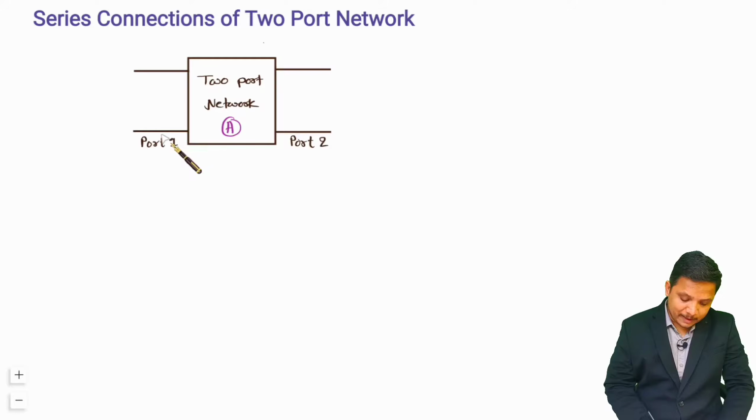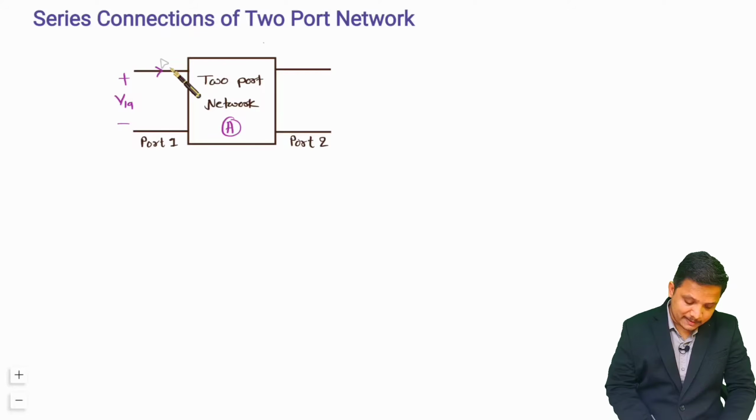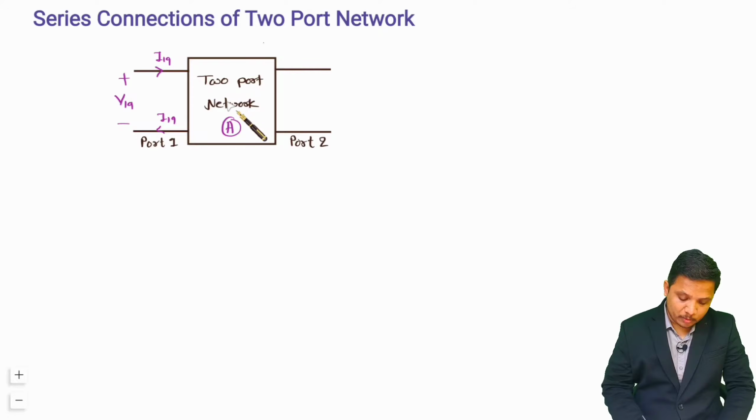For two-port network A, at port 1, let us say we have voltage V1A, current going inside is I1A and current coming out is I1A. At port 2 of two-port network A, voltage is V2A and current going inside is I2A, and current coming out is I2A.